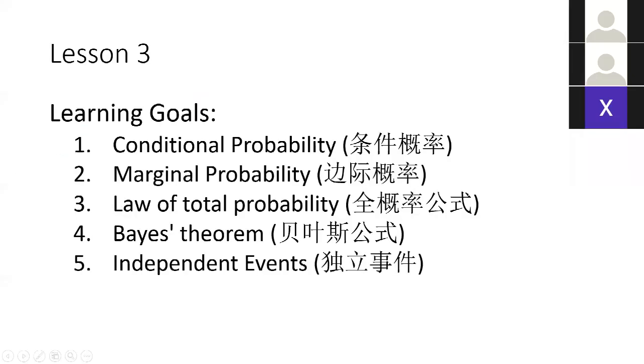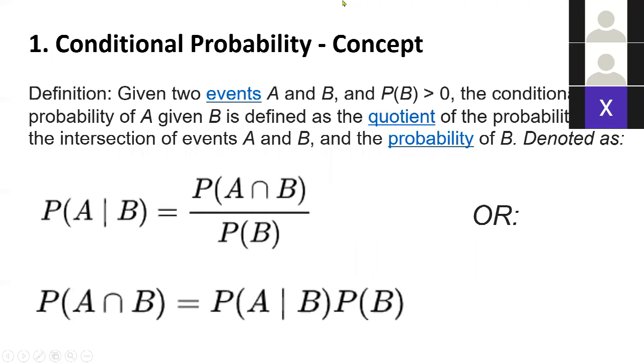Today we're going to learn some new concepts, which are conditional probability, marginal probability, law of total probability, Bayes theorem, and independent events. Okay, let's have a look at them one by one. So first of all, conditional probability. First, I'll introduce the concept and the definition. And next, I'll set you an example to illustrate this.